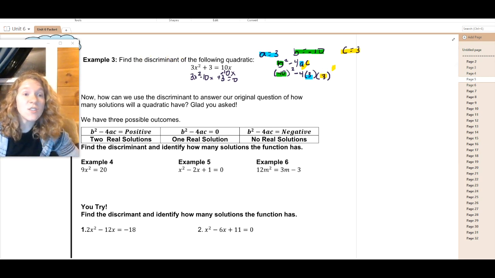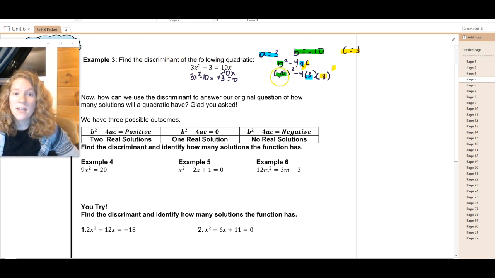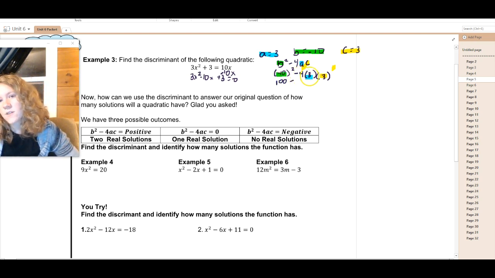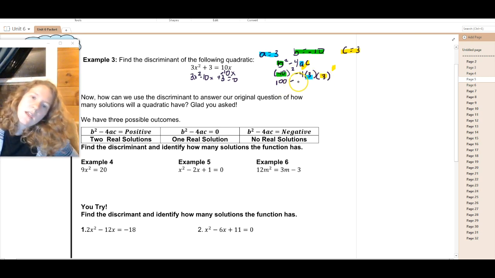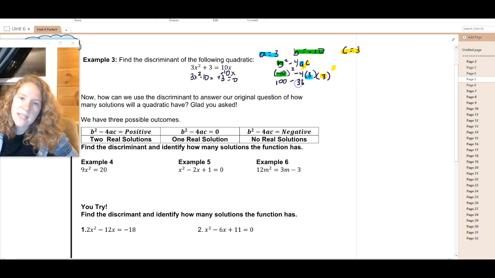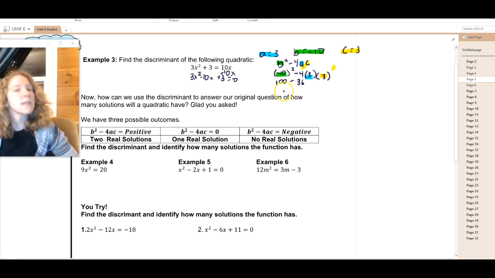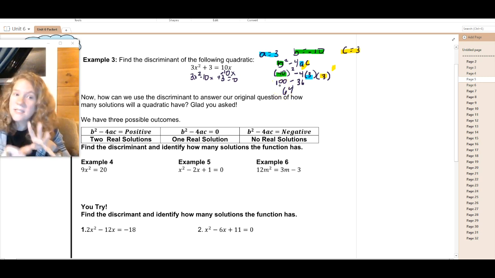Alright, so now I'm going to just use the order of operations. Negative 10 squared is 100. I can go ahead and do my multiplication. Negative 4 times 3 would be negative 12, times 3, which is negative 36. And 100 minus 36 is 64. So the value of the discriminant is 64.